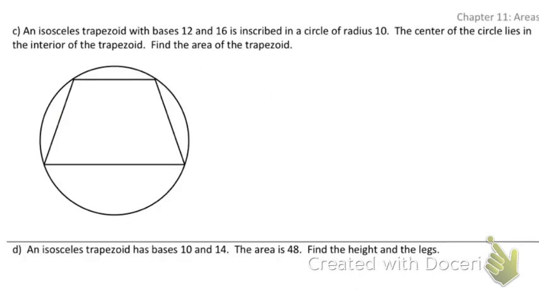Hamza, remember you said, when does it not work drawing a straight line across? This is the guy. So let's go through it. It says an isosceles trapezoid has bases 12 and 16, so let's make one of these 12 and the other 16. It's inscribed in a circle with radius of 10, and the center of the circle lies in the interior of the trapezoid. All that's saying is your center is somewhere inside your trapezoid.